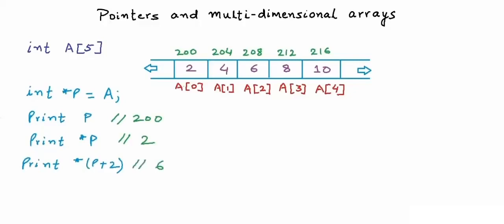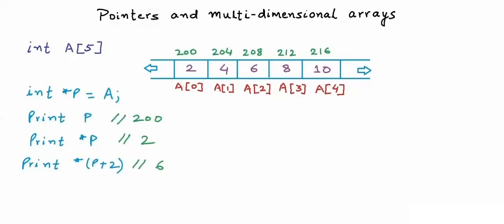Because we have an integer pointer, adding 1 will take us to the address of the next integer, which will be 4 bytes ahead. Adding 2 will take us to the address of next to next, which will be 8 bytes ahead. If we would be printing p+2, it will be 208, and if we would dereference and print *(p+2), then it will be value 6. We have already discussed pointer arithmetic in our previous lessons.